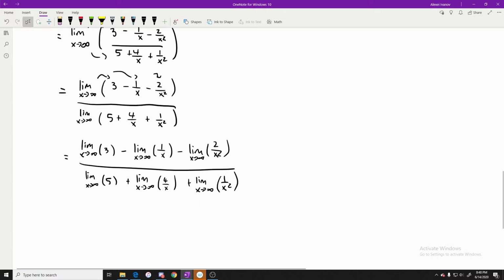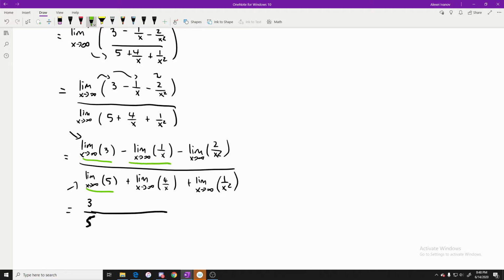So now that we've distributed this limit, we can see that we have these small limits that we're able to compute. So we know from the limit laws video that the limit of a constant is always just going to equal the constant itself. So the first limit right here would evaluate to just 3 itself, and this bottom limit right here would also evaluate to just 5 itself.